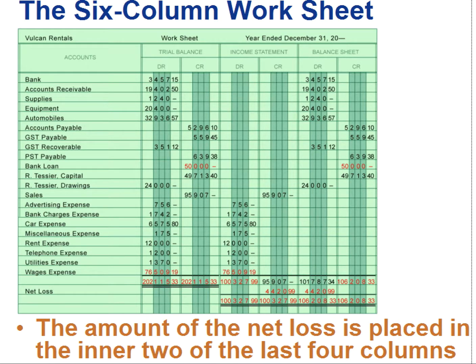Here again, you'd find the difference between the 2 columns, from the income statement debits and credits. Now this time, because we know there's a net loss, instead of putting the figure in the outer 2 columns, the figure goes in the inner 2 columns. Then the last step is exactly the same. You add up all the columns and make sure all the totals balance.